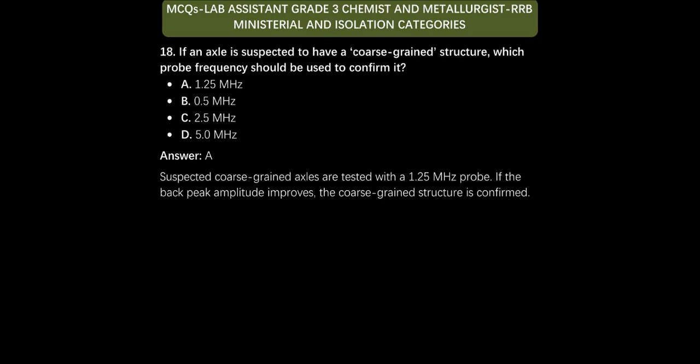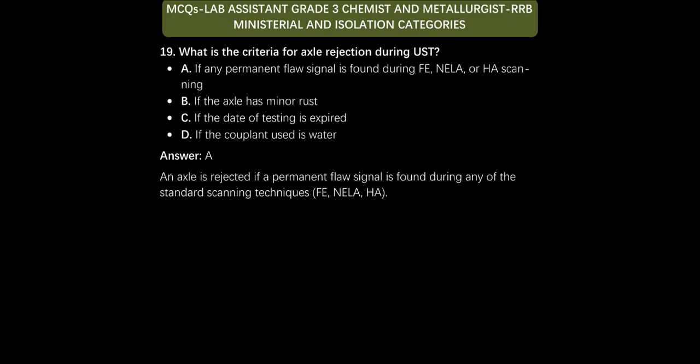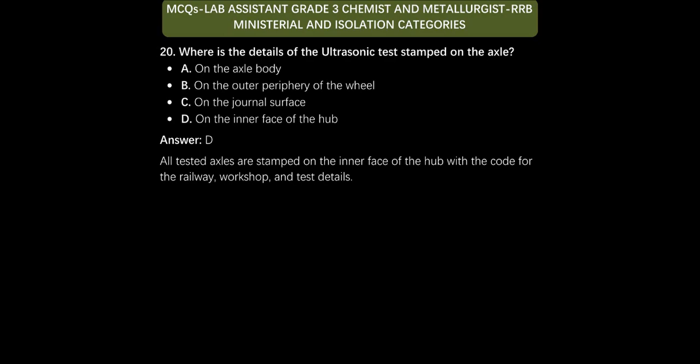Option A, 1.25 MHz. What is the critical criteria for axle rejection during ultrasonic testing? Option A. Where is the detail of the ultrasonic test stamp on an axle? Option D. On the interior face of the hub.